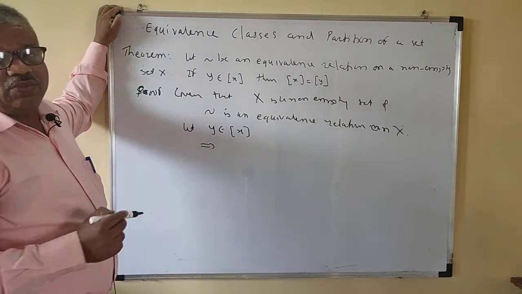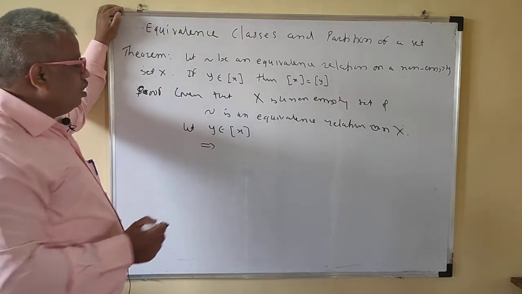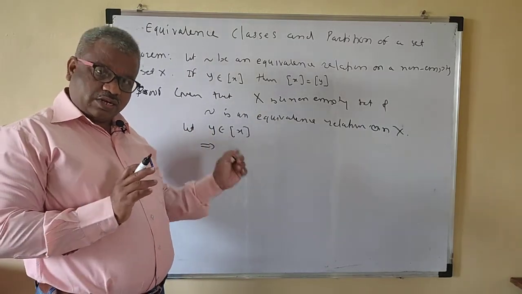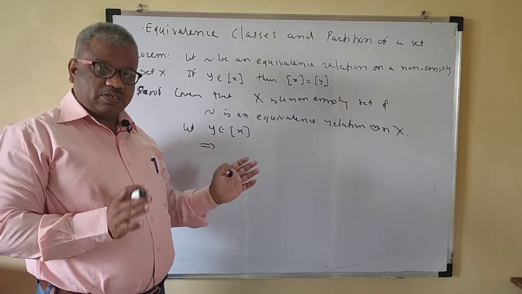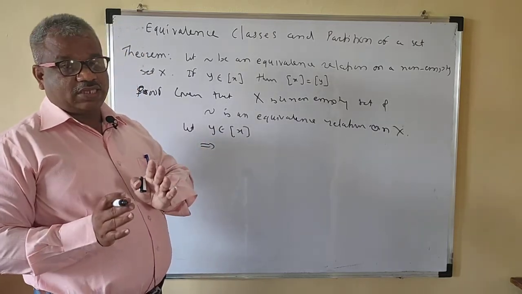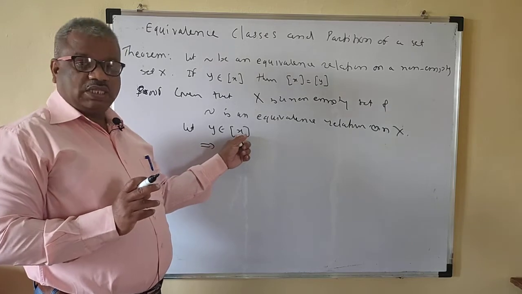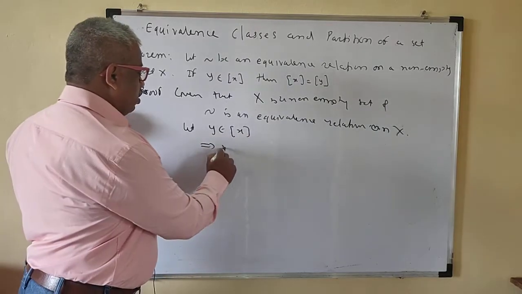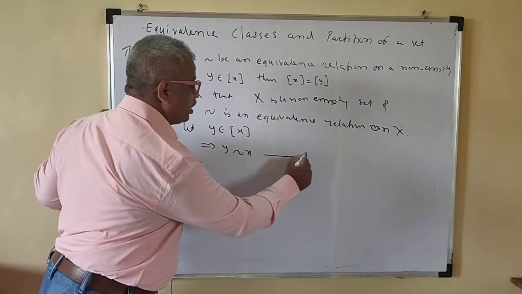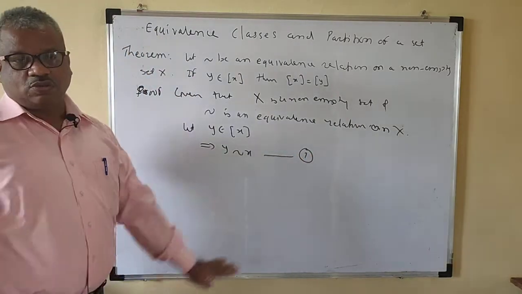So what does this imply? Y is in the equivalence class of X, so what do we mean by equivalence class? The set of all elements in X which are related to X. So that means Y is related to X. You may write X is related to Y, it doesn't matter. We will write this as 1. This is provided to you.